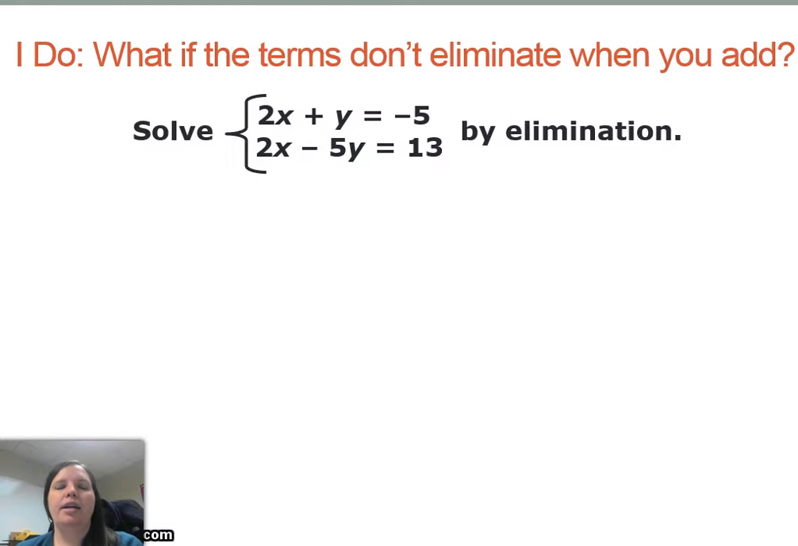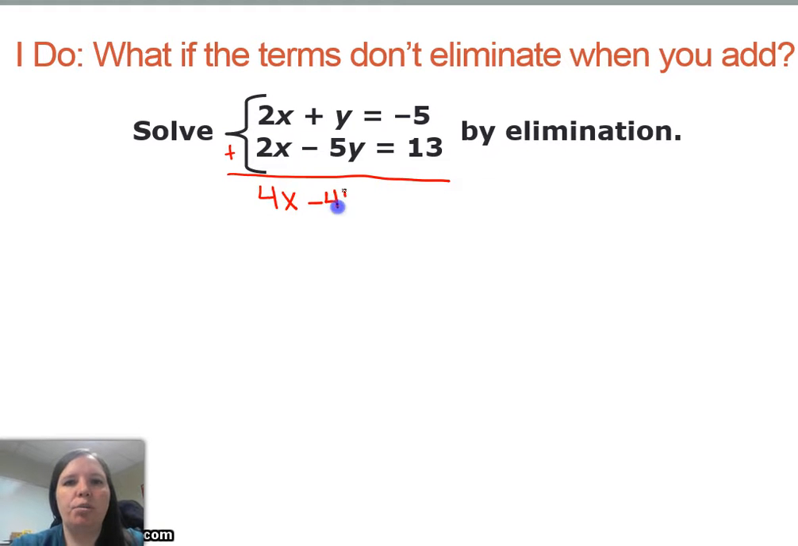All right, so elimination seems all nice and easy, and when you do your basic practice, it will be. But what if the terms don't eliminate when you add the two equations together? Right now, if I were to add these two equations together, I would get 4x minus 4y equals 8. And I'm really no better off than I was before because I still have an equation with an x and a y involved.